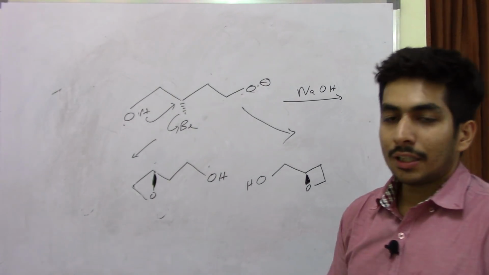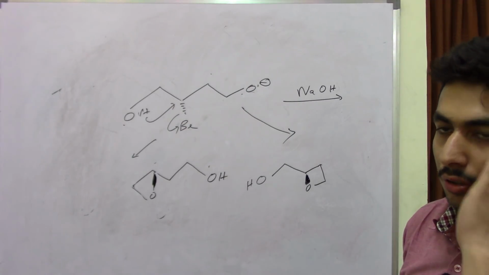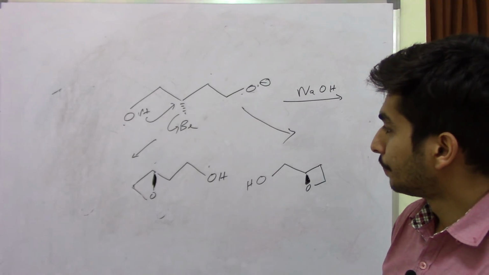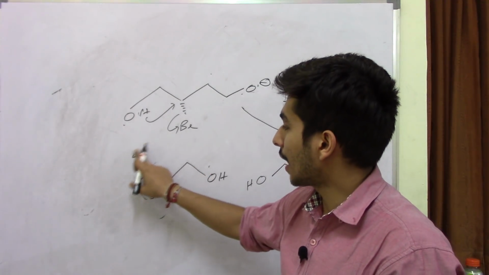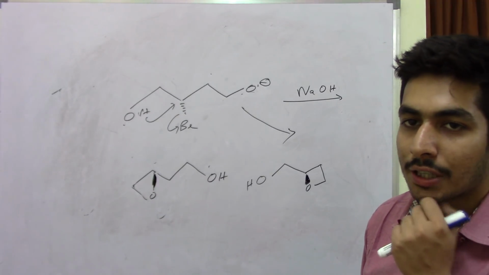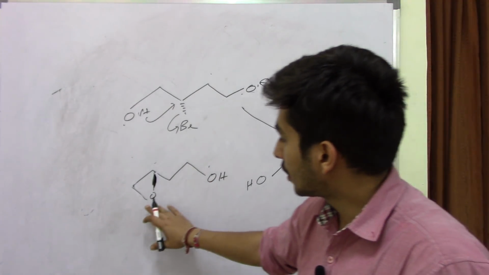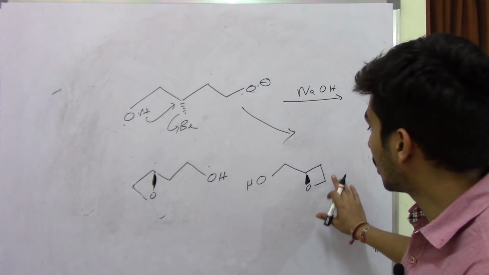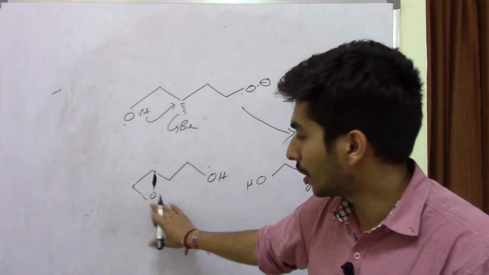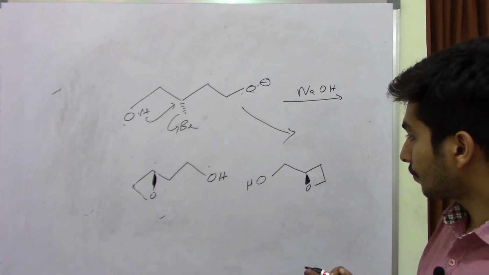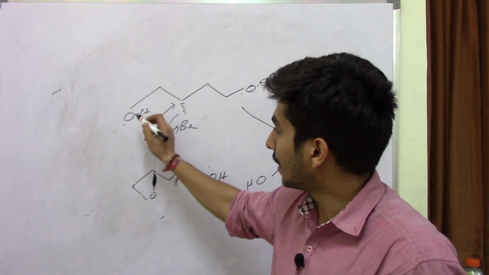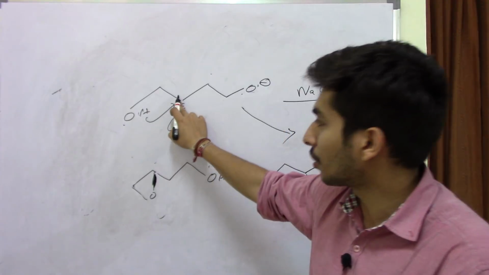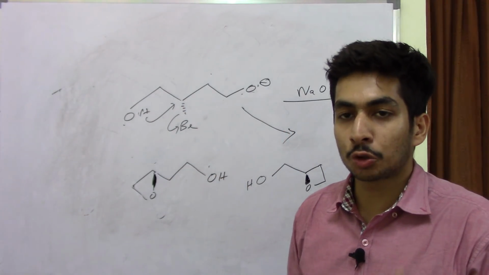So which will be kinetically favored and which will be thermodynamically favored? In this case there's no thermodynamics and kinetics involved, because generally if we do this reaction at very low temperatures, your three-membered ring is formed. Both the three-membered and the four-membered rings are strained. But if you see this O minus, the proximity of this O minus to this particular carbon is quite close.